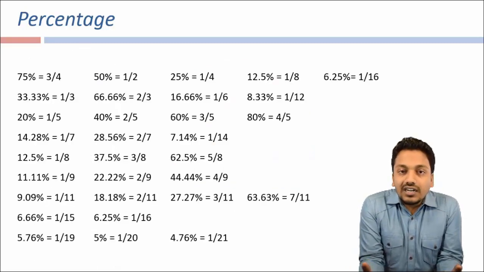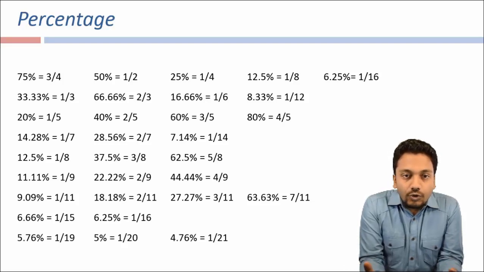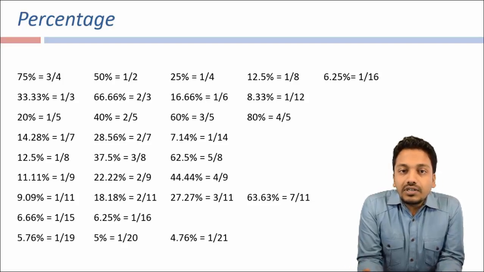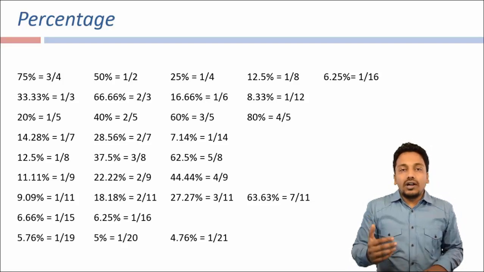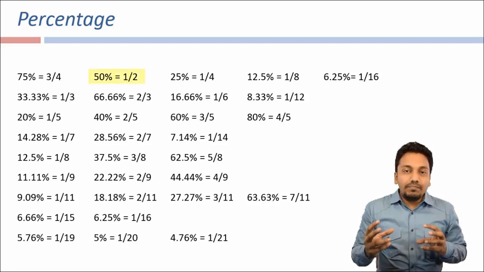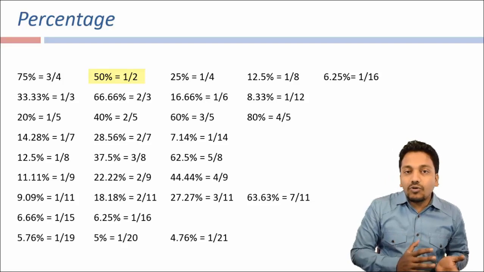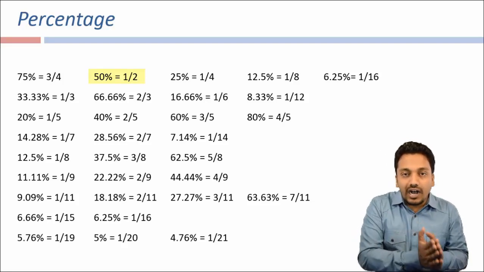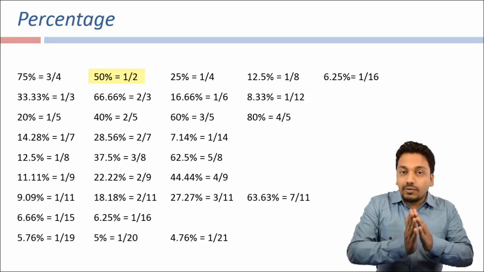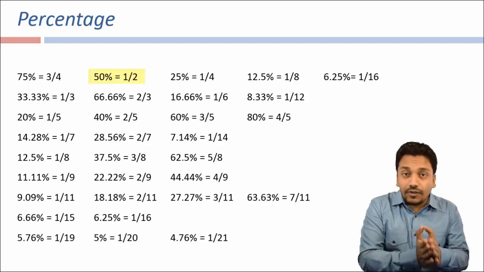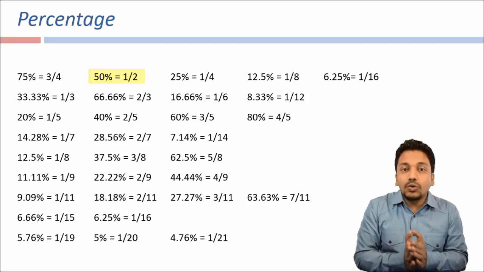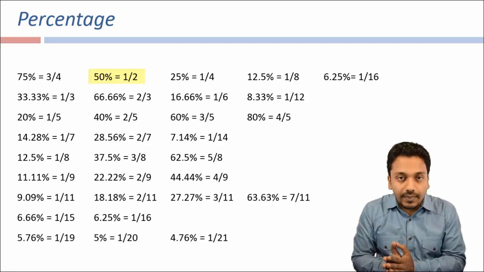So I have this chart where all the commonly asked percentages are written and their fraction equivalence is also given. So let us talk about a few of them, few important ones. 50% means 50 upon 100, that is 1 by 2. If you keep this in mind, you can quickly calculate 25%, that would be half of 50%. So if the percentage is getting half, even the fraction will get halved. So 1 by 2 upon 2 would be 1 by 4.